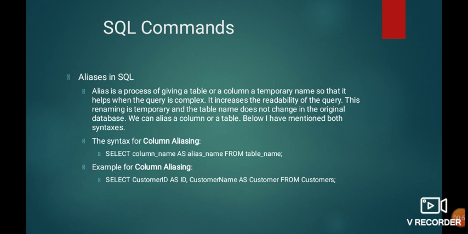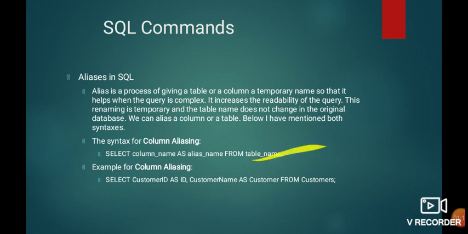This renaming is temporary and the actual name of the table or the columns is stored. The scope of the alias is only to that query. So this renaming is temporary and the table name does not change in the original database. We can alias a column or a table. So this is the syntax.